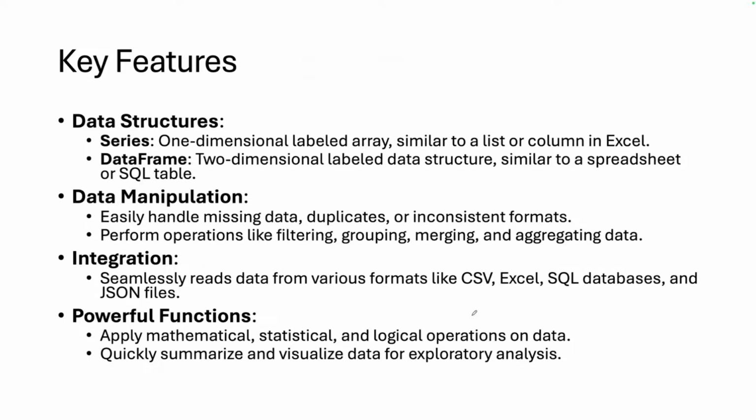So key features. Key features is the data frame, which is a two-dimensional data structure. It's similar to a spreadsheet or a SQL table, and it's made up of one-dimensional arrays called a series. And it makes it really easy for us to do things like handle missing data, see how many duplicates there are, check for inconsistent formatting, filter, group, merge, aggregate, like everything that you want to do to manipulate an Excel sheet, you can do that in pandas. And it's really friendly and it's really nice.